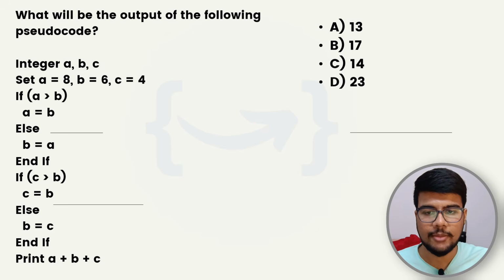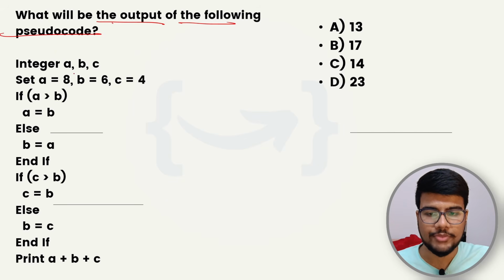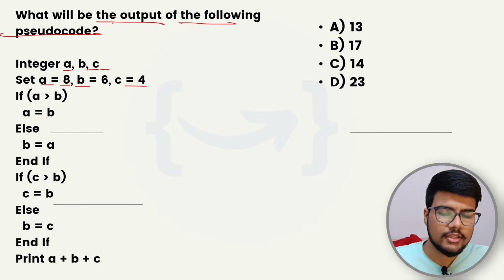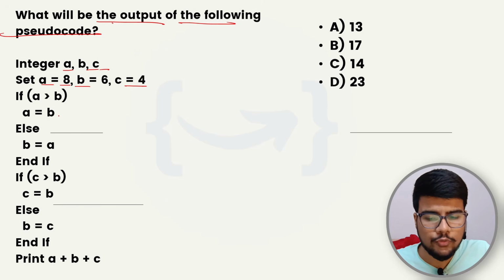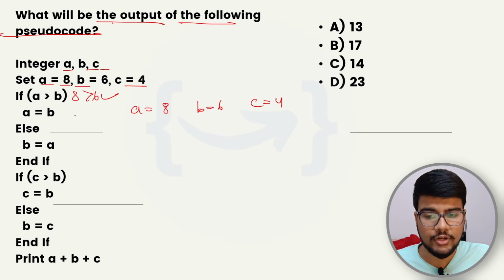Without wasting time, what will be the output of the following pseudocode? Integer A, B, C. A equals 8, B equals C, and C equals 4. As I can see, A is replacing its value with B, so just write it down somewhere if possible. Now B is 6 and C is 4. Is the condition true? Yes, if the condition is true, then A's value would be replaced by B's value.